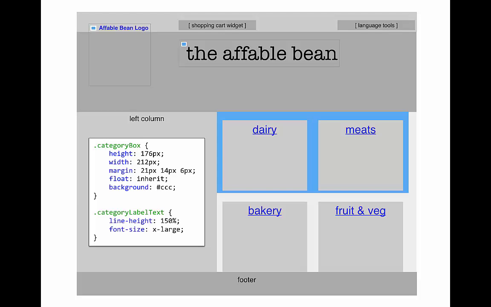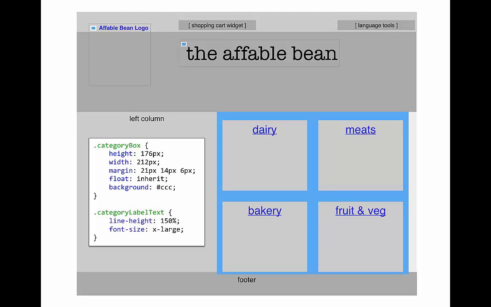When it comes time to place the bakery box, there's no room for it next to the meats box. But there is room below the dairy box, so it goes against the top left corner underneath the dairy box. And a similar thing happens with the fruit and veg box. This wrapping behavior is very convenient when you want to make a grid of boxes without creating a table.